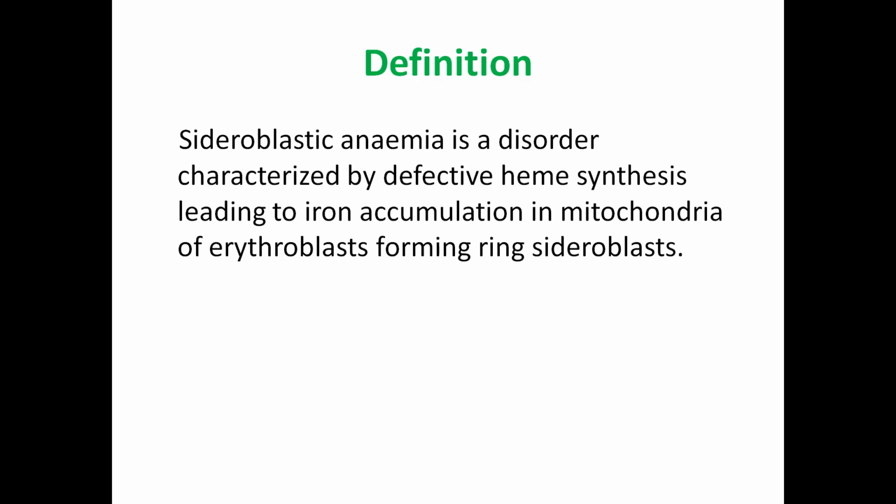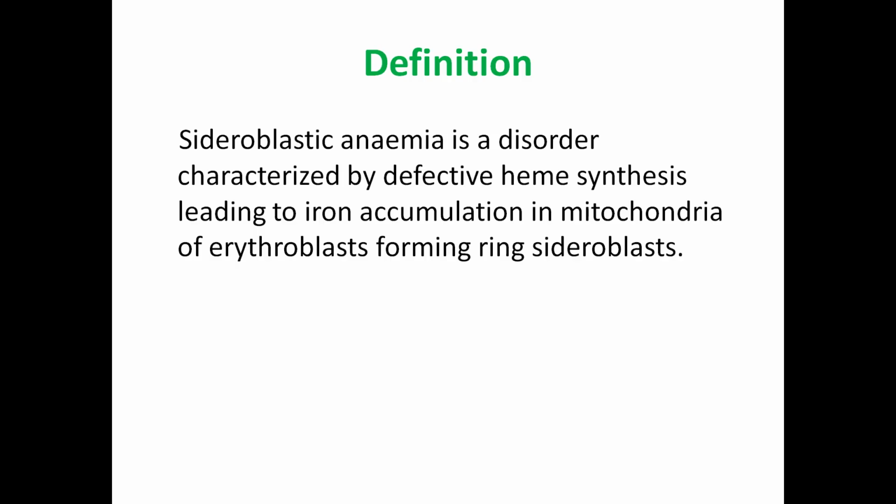Sideroblastic anemia is a disorder characterized by defective heme synthesis leading to iron accumulation in the mitochondria of erythroblasts, forming ring sideroblasts. That means normally heme synthesis is done using iron, but when this iron gets accumulated in the mitochondria of erythroblast cells, the excess iron-containing mitochondria create a ring-like structure, that is the ring sideroblast, also known as the ring sideroblast.